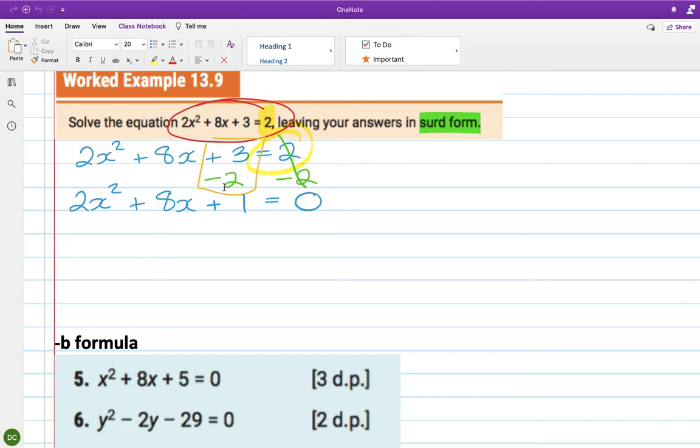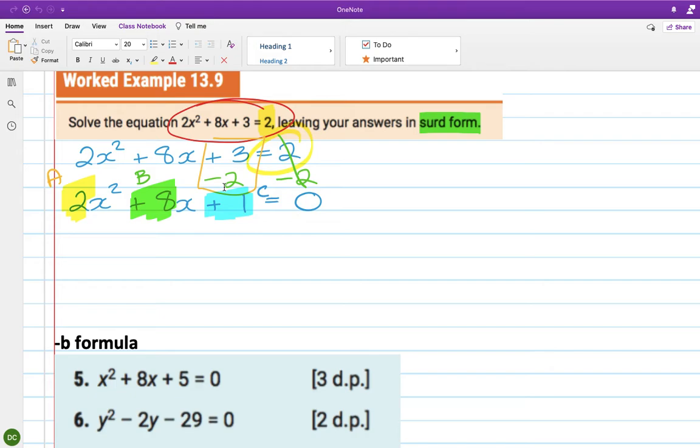Okay, so I'm going to identify my A, B, and C. So here is A. Here is B. And then here is C.